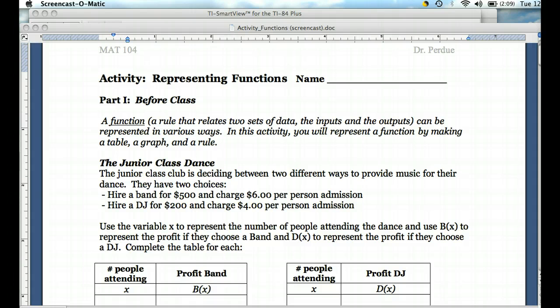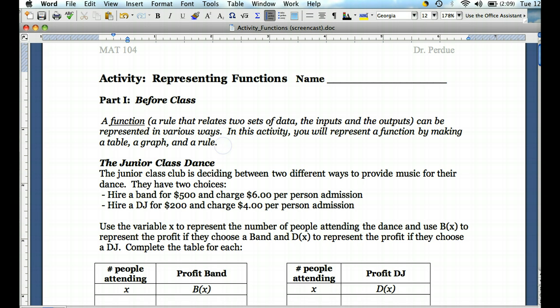So you'll notice that I have the activity sheet that I'll be using for this screencast, and the before class part of the activity we would be discussing the definition for a function, which you'll notice I have listed here. A function is a rule that relates two sets of data, the inputs and the outputs, and it can be represented in a variety of ways. And in this activity, we're going to be using multiple representations, including a table, a graph, and a rule.